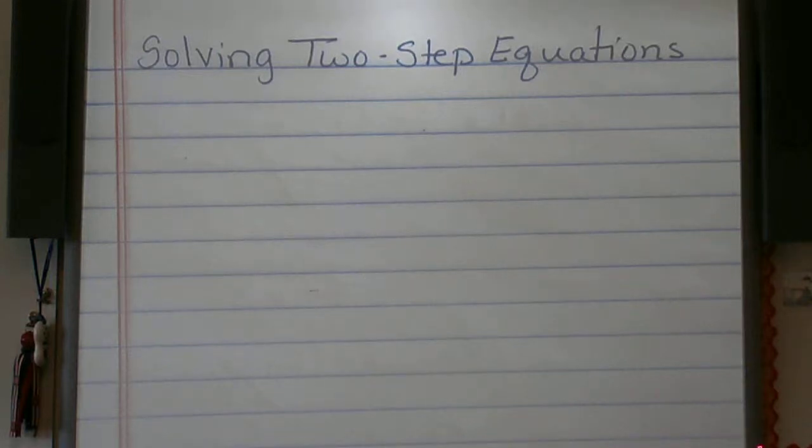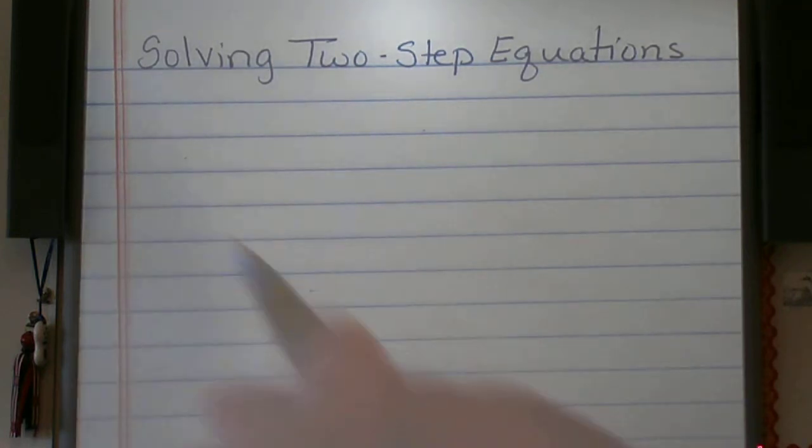We're going to review solving two-step equations. Two-step equations are the equations where you have to not only add or subtract with your inverse operations, but also multiply or divide with your inverse operations.